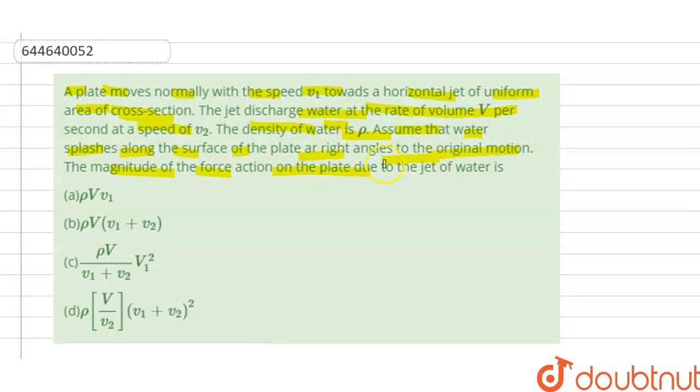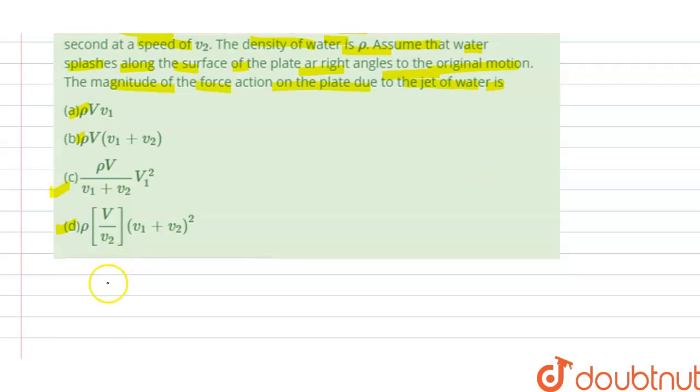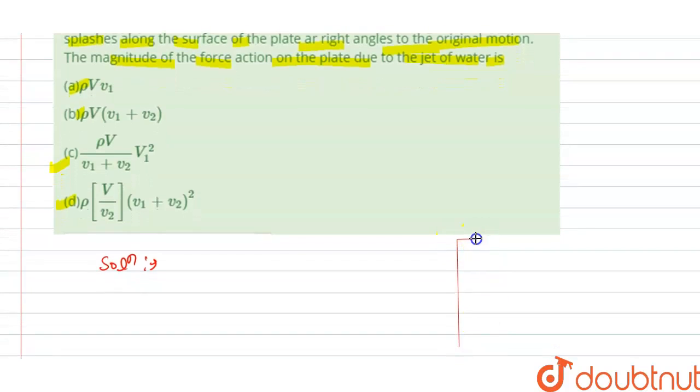So the magnitude of the force acting on the plate due to the water jet is A, B, C, D. Options are given here, so we have to find which option is correct for force. The solution of this question is, let us suppose this is our plate here. To understand it better, we can draw the diagram for it.